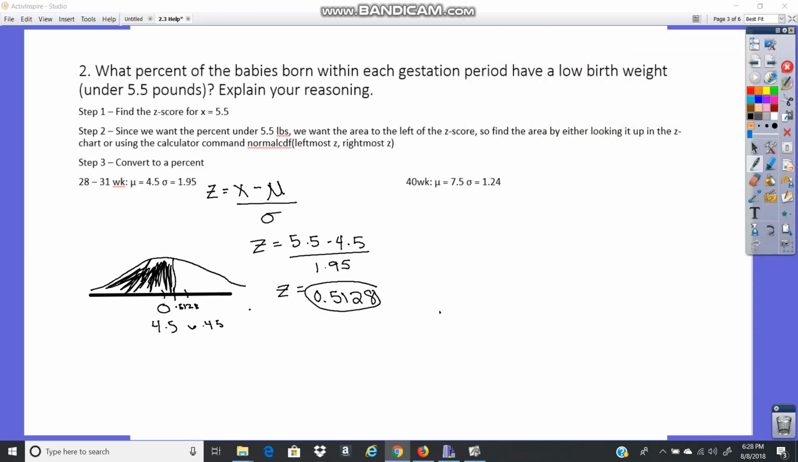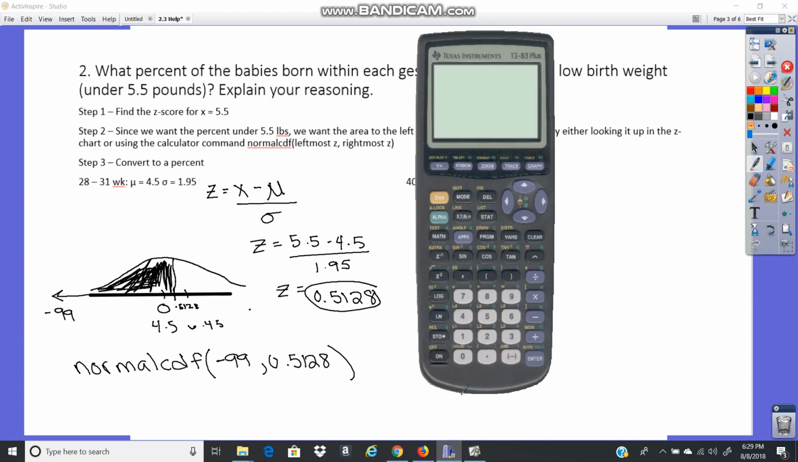In my calculator, I am going to type in normal CDF. Then I'm going to enter my leftmost z-value and then my rightmost z-value. Since I'm going for every area under this curve to the left, I'm going all the way to negative infinity, so what we're actually going to use is negative 99 for that value. And then my rightmost value is the z-score, 0.5128. That's going to give me the area under the curve. So let's put that in: second distribution, normal CDF, negative 99, comma, and then 0.5128.